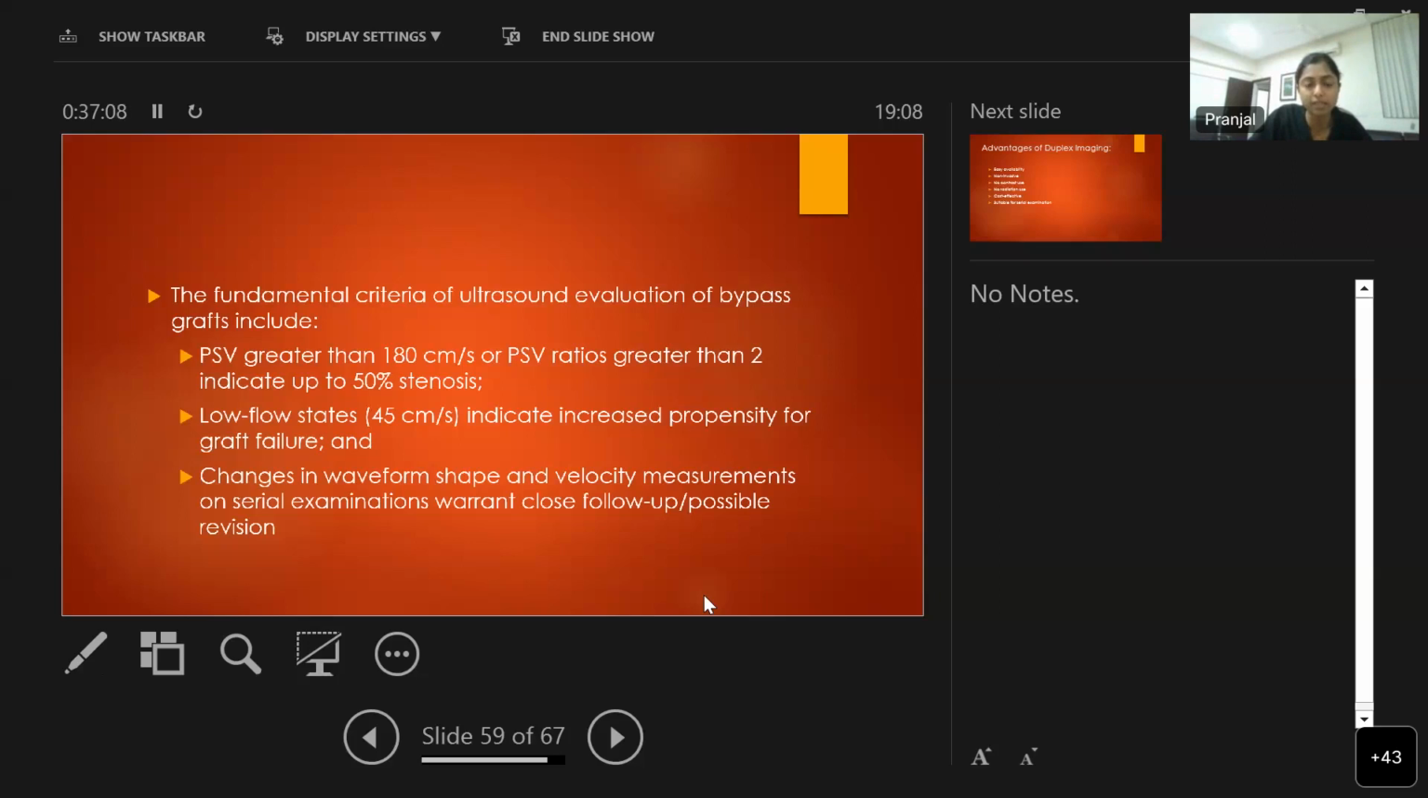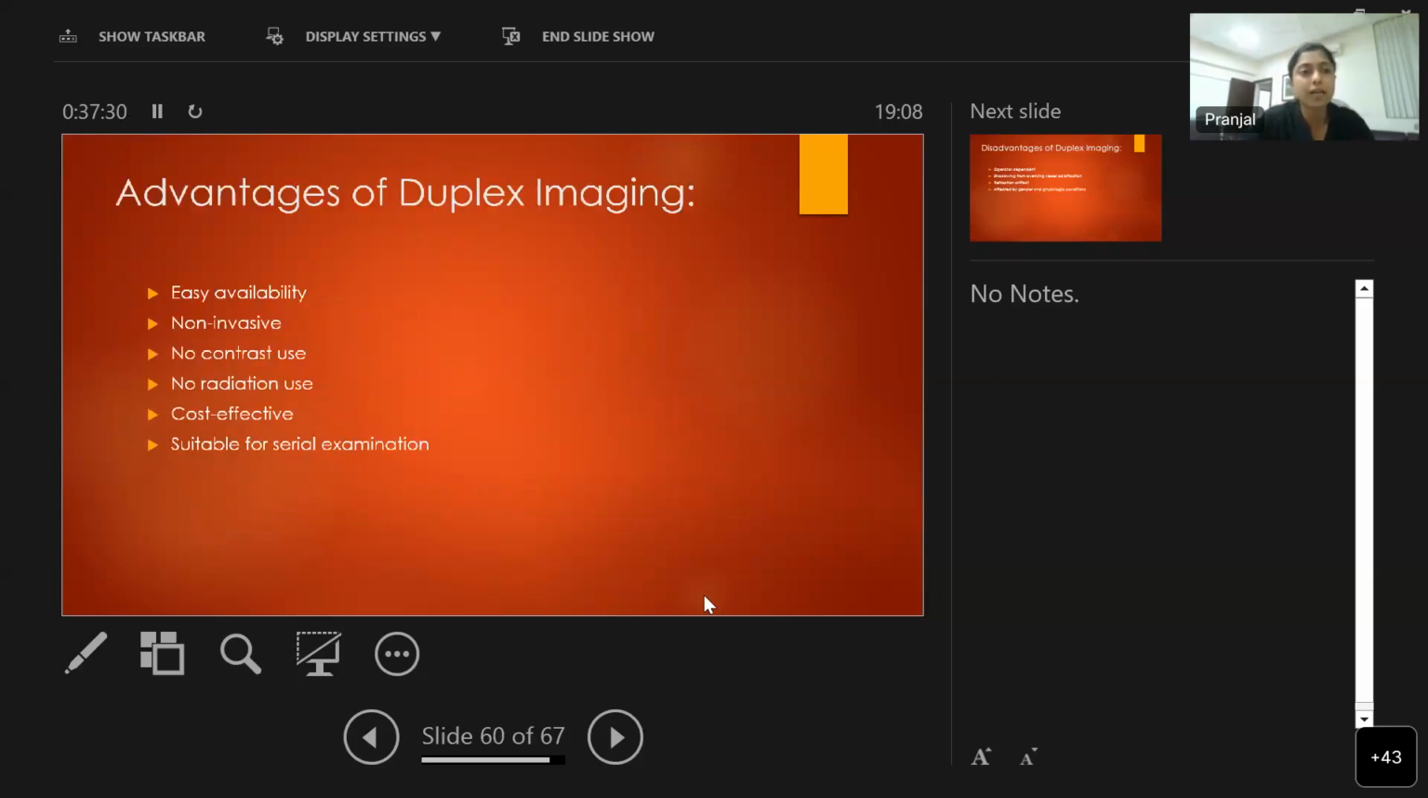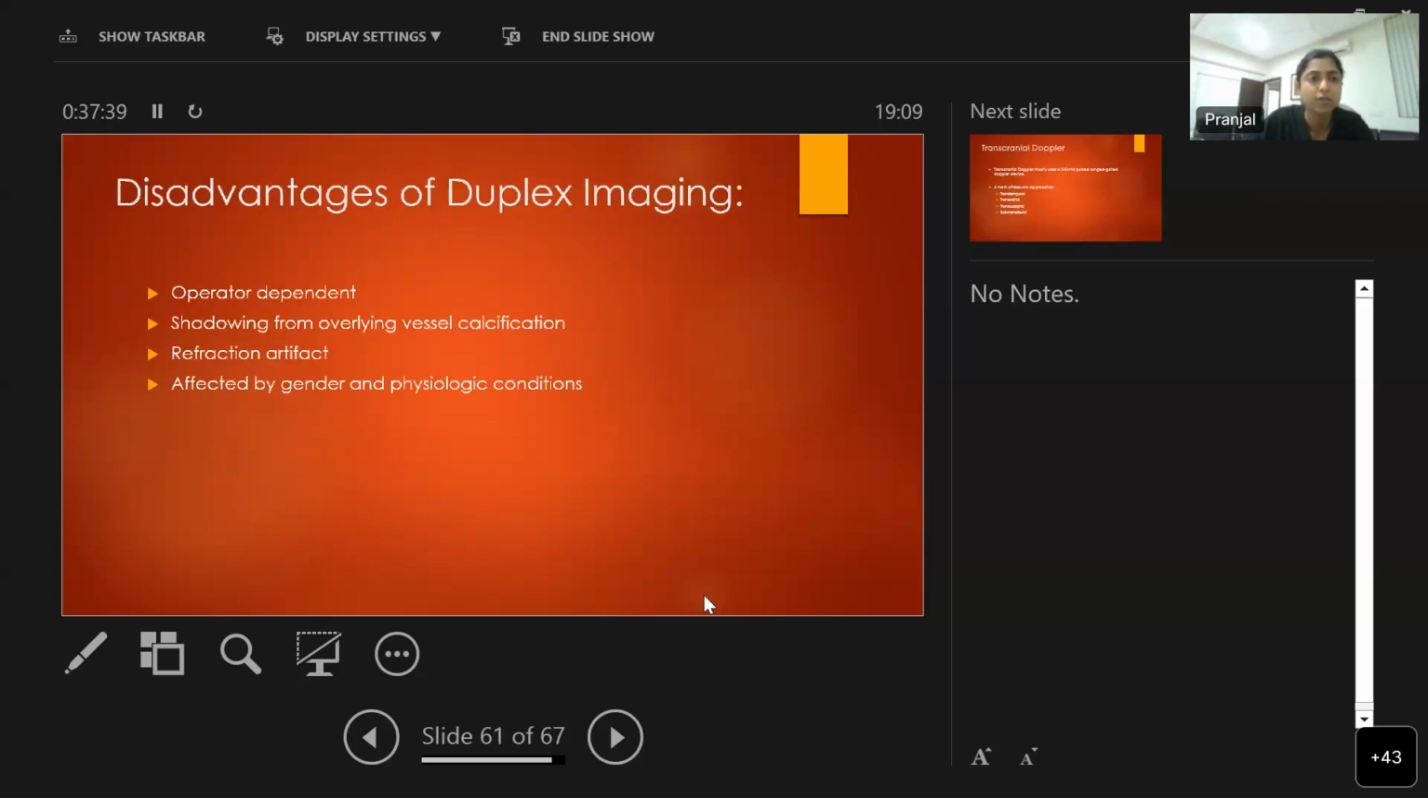Low flow states, again the PSV of 45 or less indicates increased propensity for graft failure, and changes in the waveform shape or velocity on serial examination warrant a close follow-up or a possible revision of the bypass graft. Advantages of a duplex scan are that it is easily available, non-invasive, no contrast use, no radiation use, cost-effective, and suitable for serial examinations.